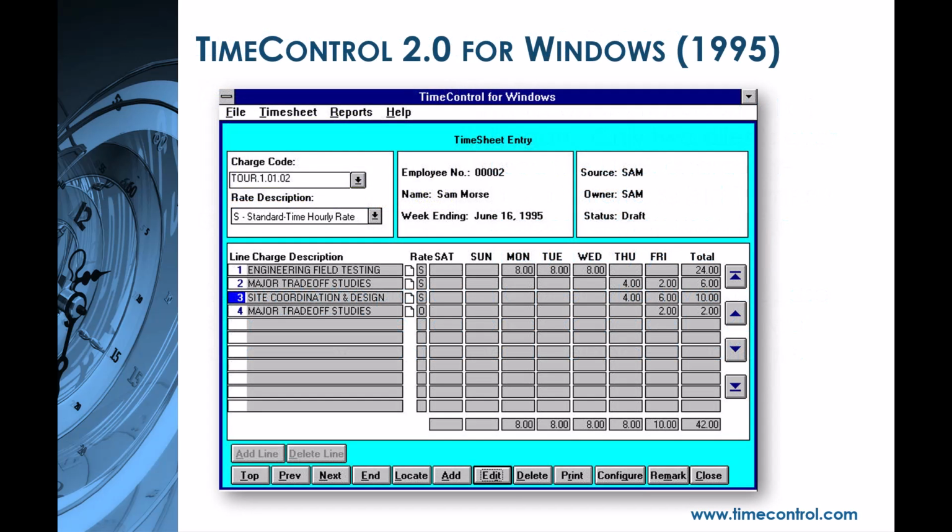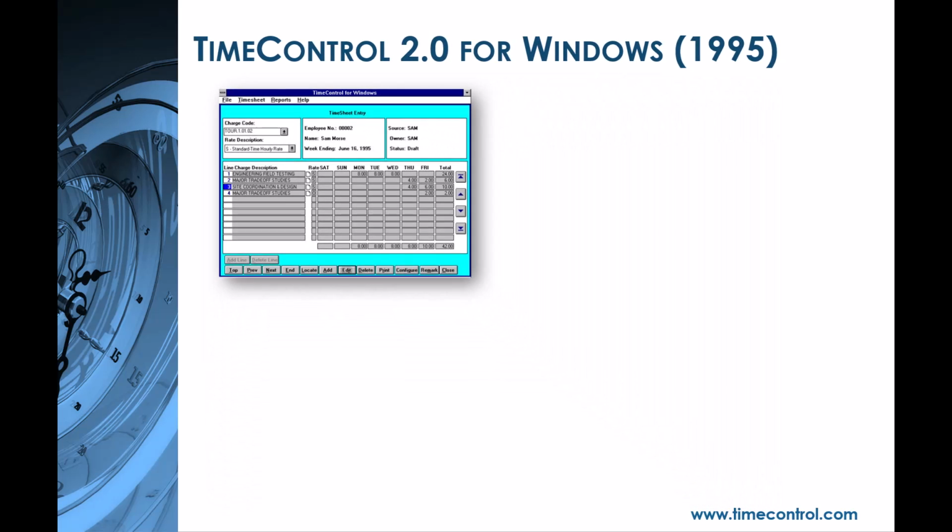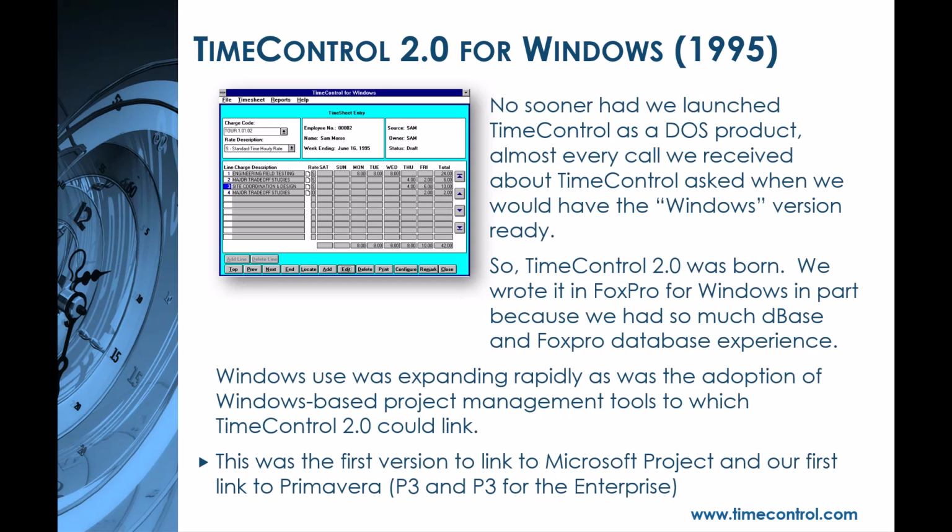That's TimeControl 2.0 for Windows. It came out in 1995. It included a link for the new Microsoft Project, version 4 point something, and then Microsoft Project for Windows 1995, as well as a link for Primavera. It was P3 at the time. Now we are linking to P6, but that was our first Windows version, still based on a FoxPro database or dBase-based database. So quite open architecture for its time.